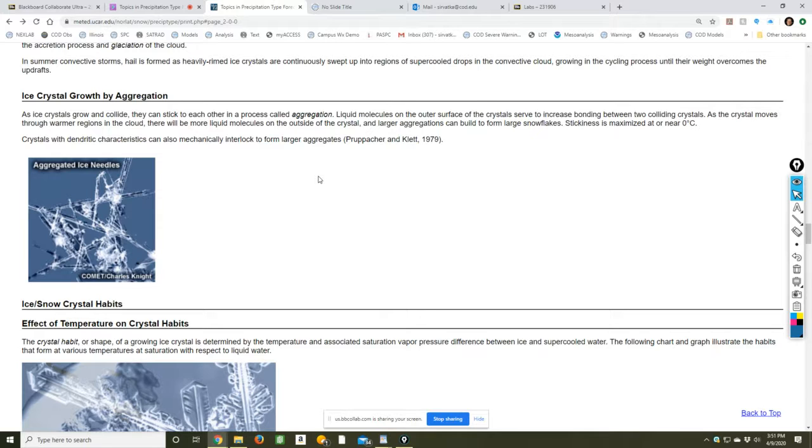Have you ever seen it where you get these really big, like half-dollar size snowflakes that are falling? Usually what makes snow stick together is that it's wet. So when the temperatures are warmer and the snowflakes are melty, they stick together, and that's called aggregation.